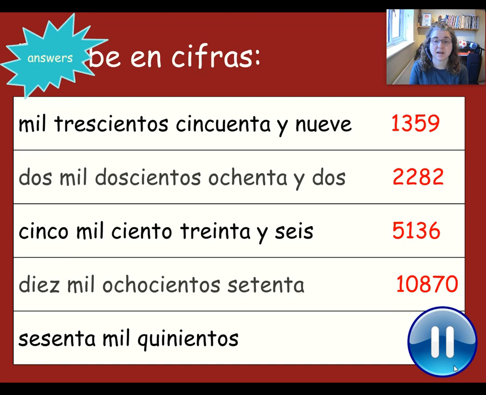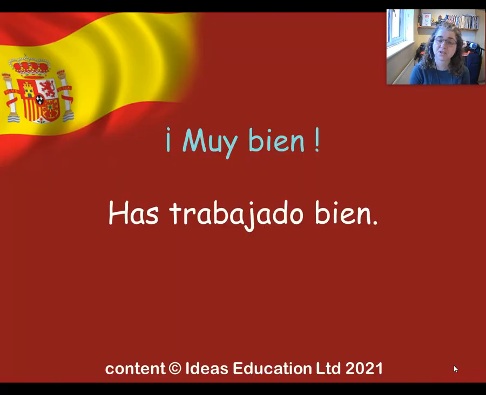And the last one is a huge number, but you know all the words. 60,500. 60 is 60. Mil is 1,000. 60,000. And then 500. So 60,500. So today we've learned 9 new words, the words for the hundreds and thousand, and suddenly we can make huge numbers in Spanish. Well done today. Muy bien. Adios. See you next time.